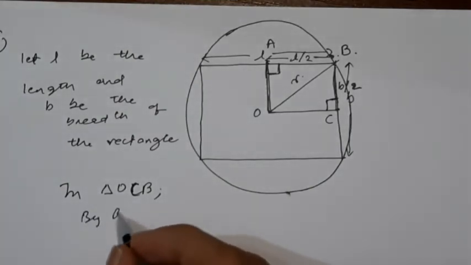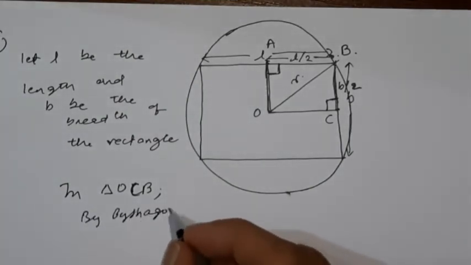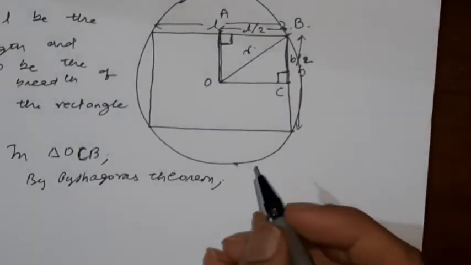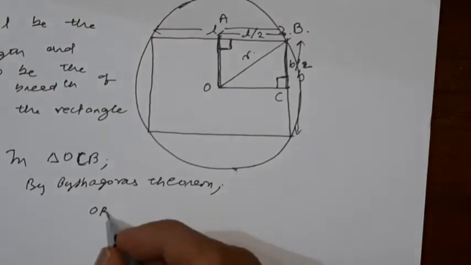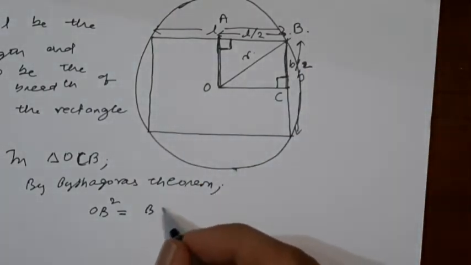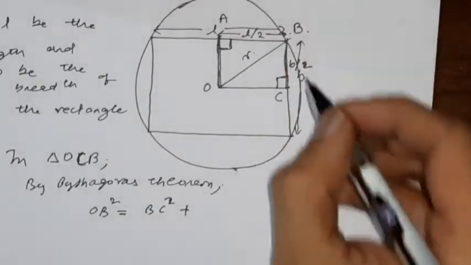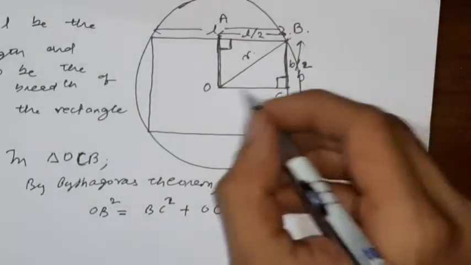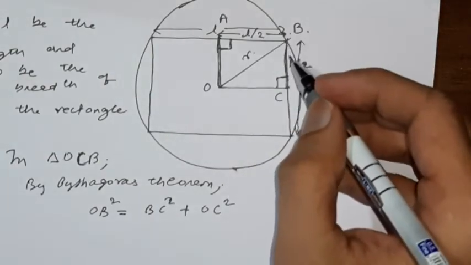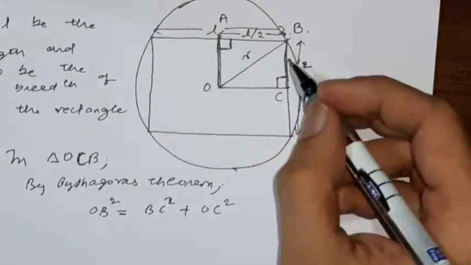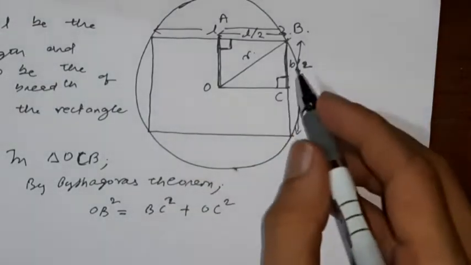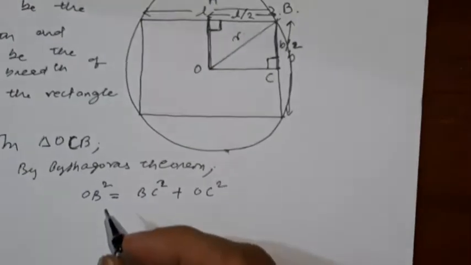By Pythagoras theorem, OB square is equal to BC square plus OC square. Hypotenuse square is equal to the sum of squares of the other two sides. That is the Pythagoras theorem. So OB square is equal to BC square plus OC square.